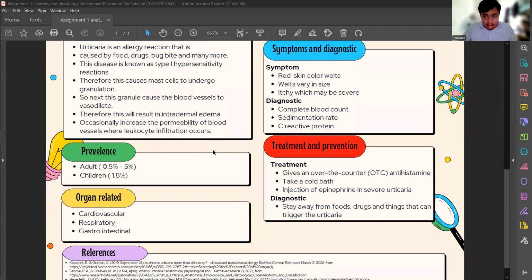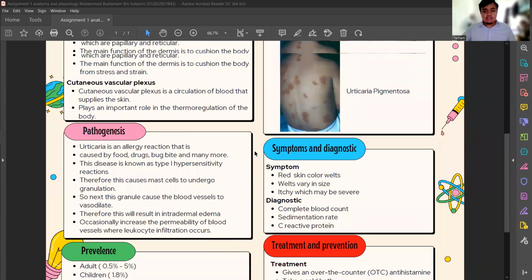The organs related to this disease are the cardiovascular, respiratory, and gastrointestinal systems. For example, the respiratory system. As I explained just now, when there is vasodilation, they will have edema. Other than edema, it can cause angioedema, which makes the throat swell, so the person will have trouble breathing.